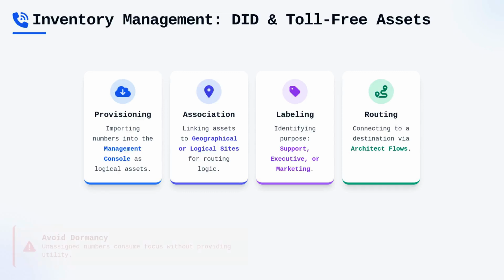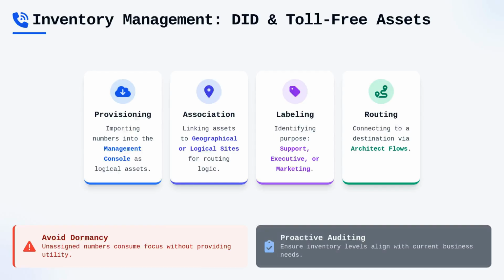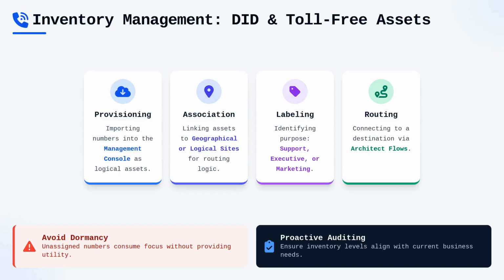If a number remains unassigned, it essentially sits in a dormant state, consuming administrative focus without providing any utility to your contact center operations. A proactive administrator regularly audits these digital assets to ensure that inventory levels match current business requirements.